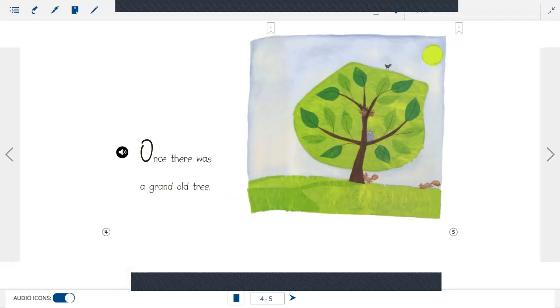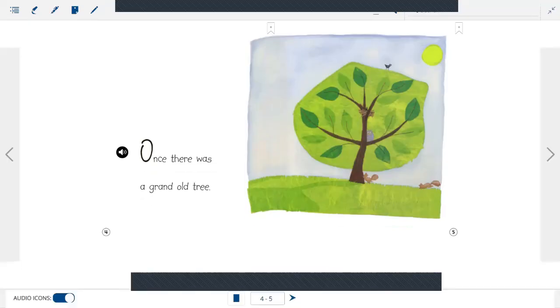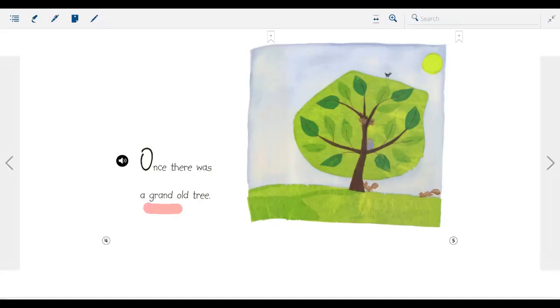Okay, so when they say grand over here, right? Sorry about that. When they said there was a grand old tree, let's try it again. A grand old tree. All right, when they say grand old tree, what they mean is, right here, grand, what they mean is big and wonderful. So once there was a grand old tree, a big and wonderful tree.